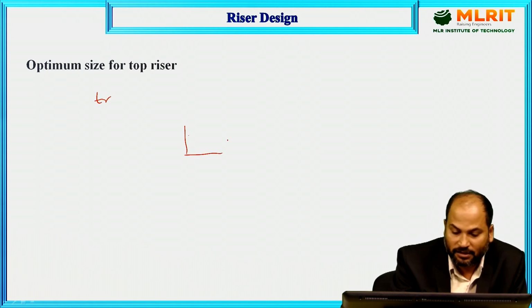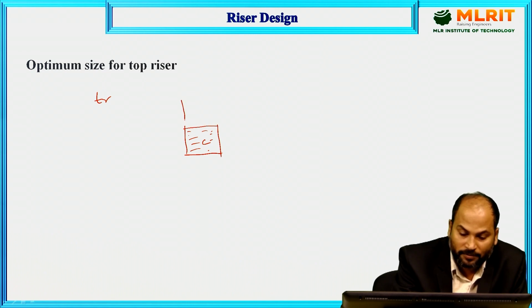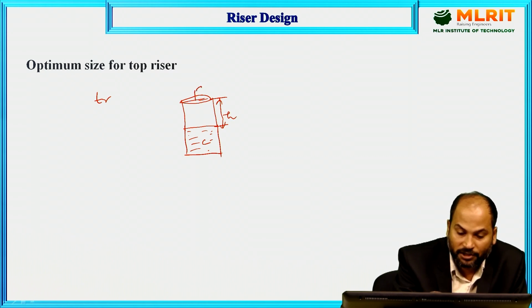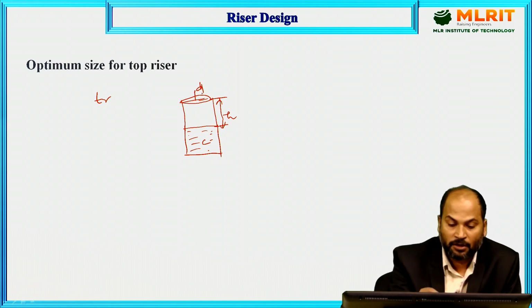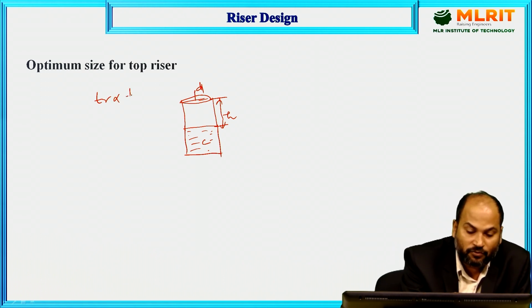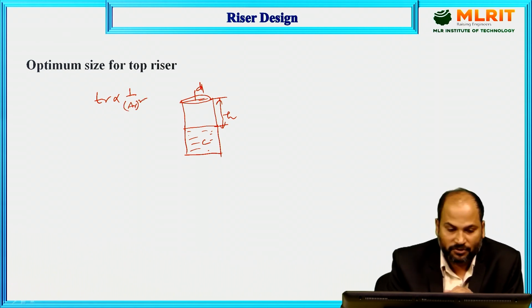Suppose this is the casting part, and metal is in this one, and we are placing our riser exactly on the top of this casting. We have already seen that it should be of cylindrical shape. Suppose the height of this one is h and the diameter is small d. This is the top riser we are placing. We have already seen that the solidification time of the riser is inversely proportional to the square of the surface area of the riser.